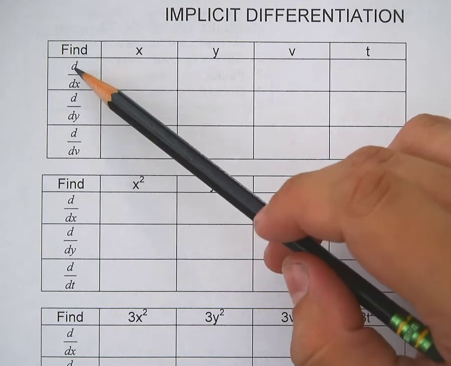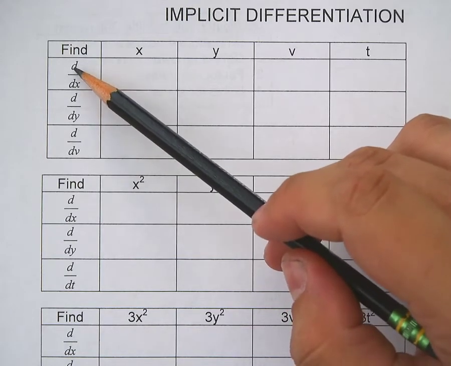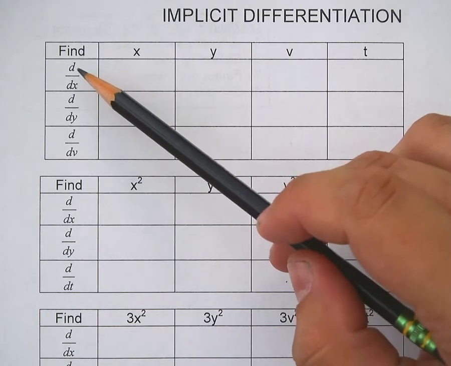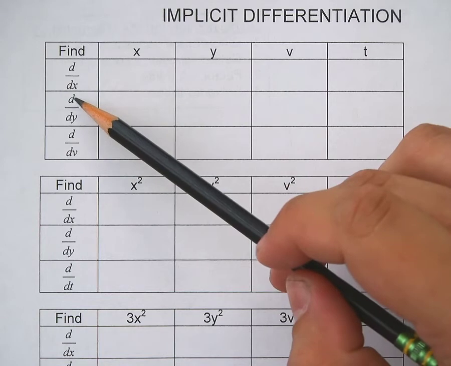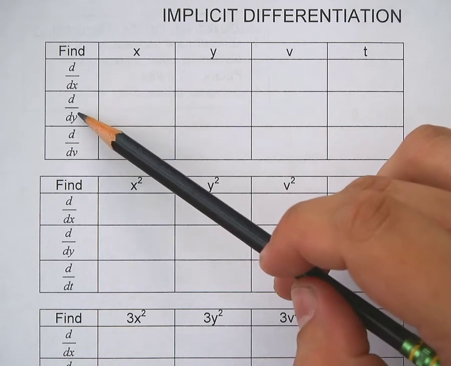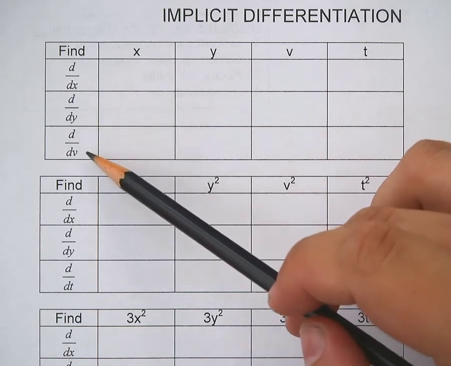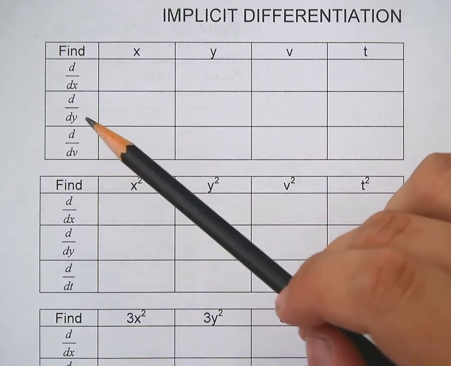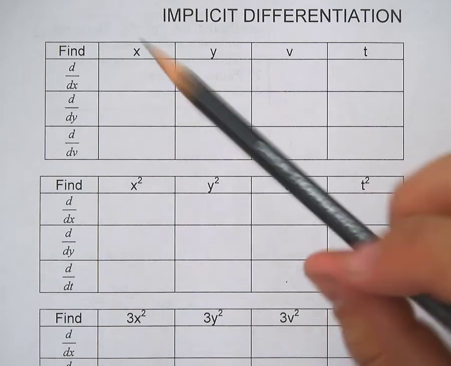Now, you know how to say this with words. This is the derivative with respect to x. That means you're taking the derivative of your x's. And then you're taking the derivative of your y's here. You're taking the derivative of your v's here. So this is actually going to get into some pretty interesting stuff.